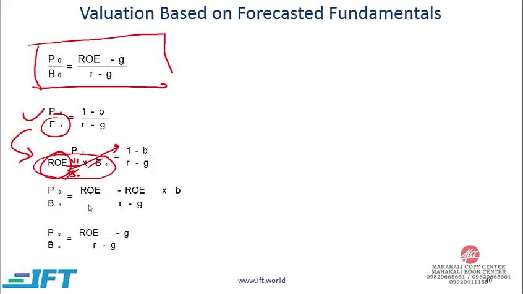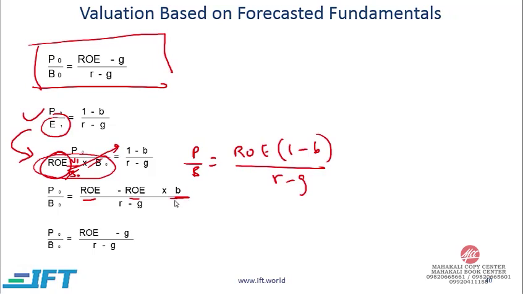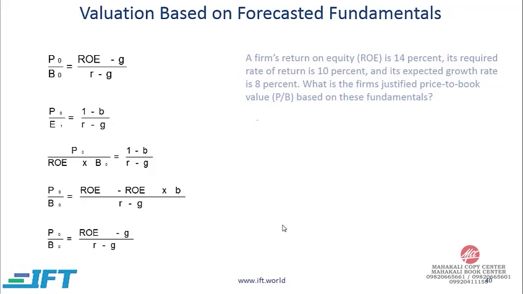So what you essentially have based on this is P over B is equal to ROE times (1 minus b) over (R minus G). And then this can be written as ROE times (1 minus b) over (R minus G). And what is ROE times b, where b is the retention ratio? That is simply G. So like magic, we have P over B is equal to (ROE minus G) over (R minus G). If you want, you can learn the derivation, but I would say that once you are convinced, just remember this relationship.